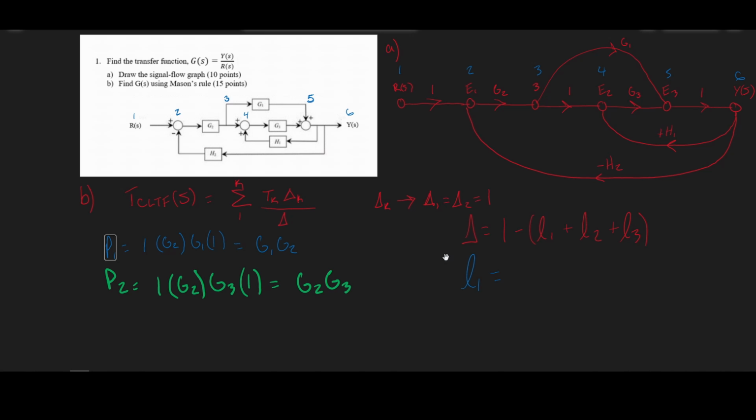Is loop 1. So here we got G3 times 1, which I won't have to put down, times H1. That's loop 1. Loop 2, just going to go across, over, back around to its starting point. We got G2 times G1 times 1 times negative H2.